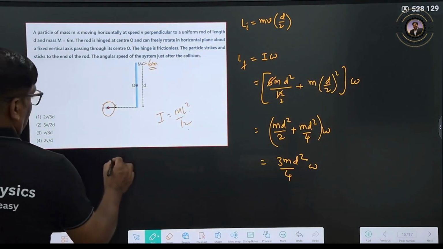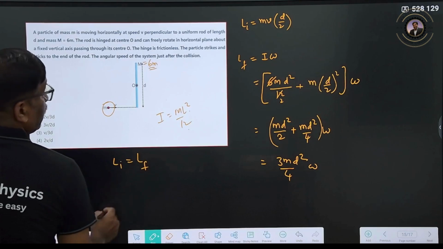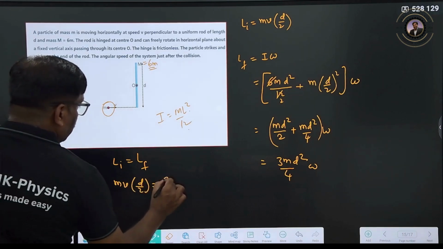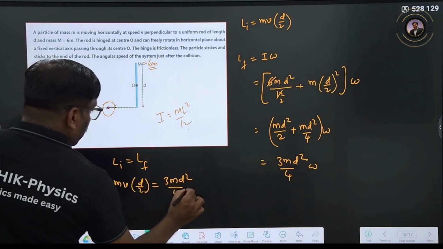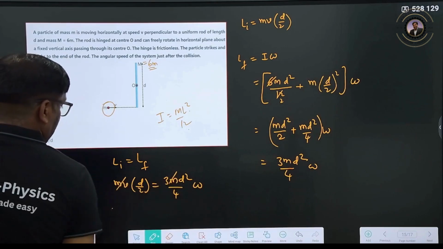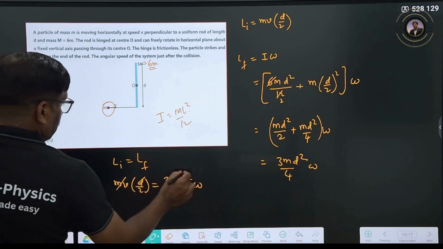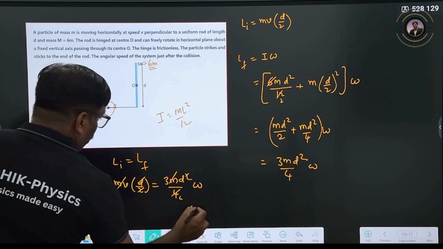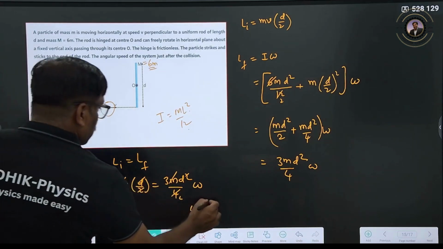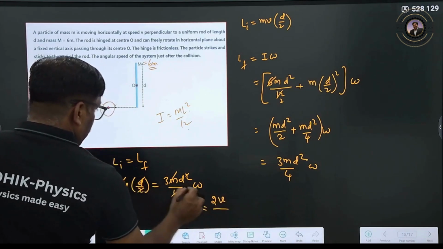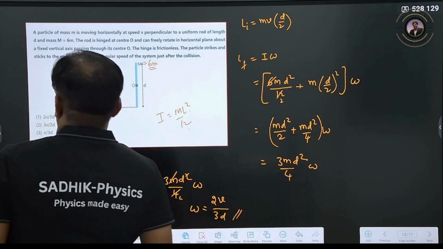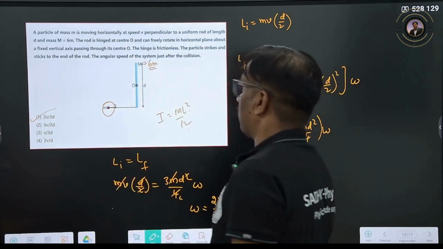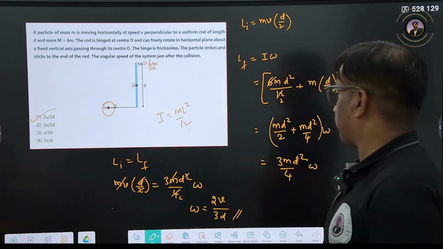Initial angular momentum and final angular momentum will be equal. Therefore mv into d by 2 equals 3m d square by 4 into omega. The m and m get cancelled out, one d also gets cancelled, and the 2 also cancels. So omega is 2v by 3d. So the first option will be your correct answer.